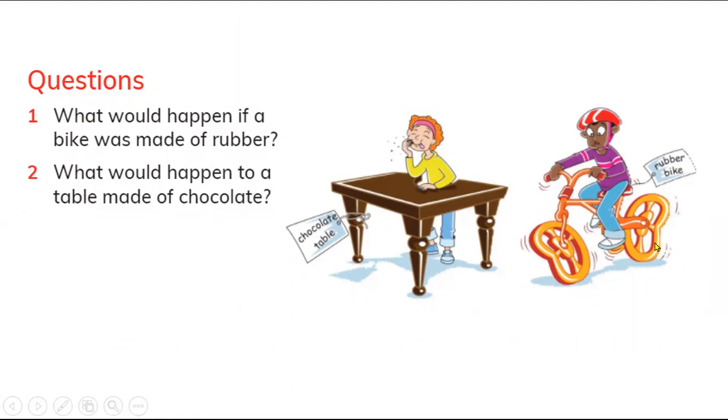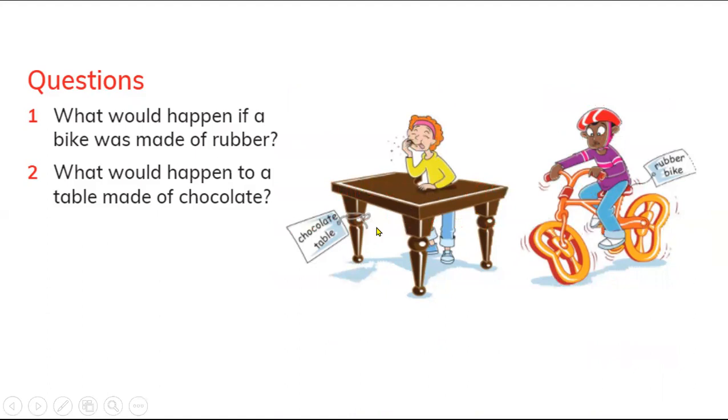Here is the bike. This bike is made of rubber. Rubber bike. What do you think? Is it a good idea to make a rubber bike? It's not, because it's bending. You can fall down. It can be dangerous.